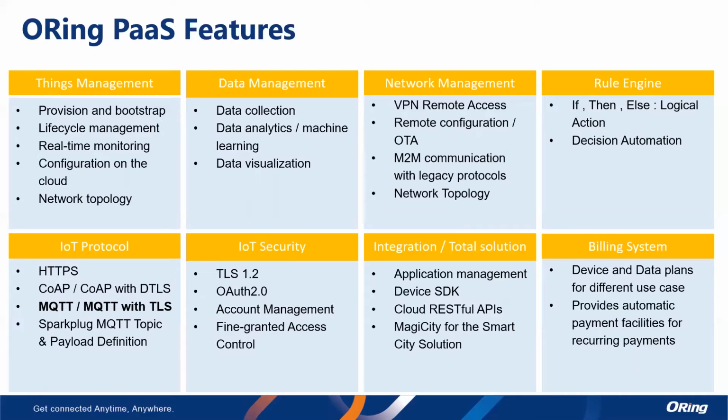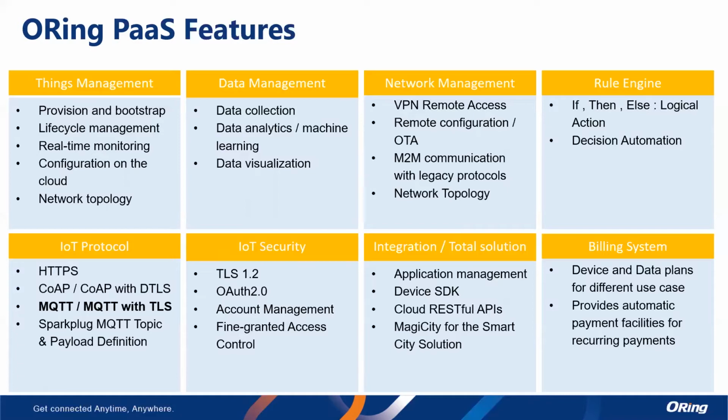We have machine-to-machine communication with legacy protocols, for example Modbus TCP, Modbus RTU, and the network topology view as well. Another feature is a rule engine. This is very basic control, a very basic intelligence, which helps to change the status of the device based on some inputs from this device. For example, there are rules like if, then, else, logical action, which makes the decision for automation.